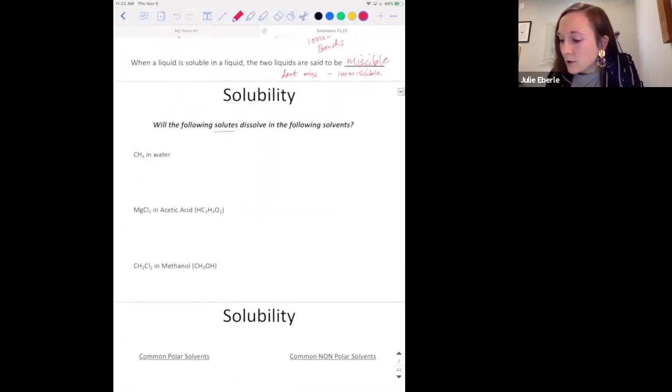Which of the following solutes dissolve in the following solvent? The solute is listed first, and the solvent is listed second.